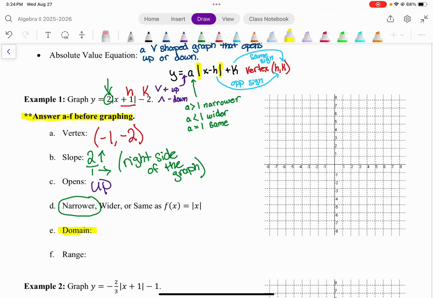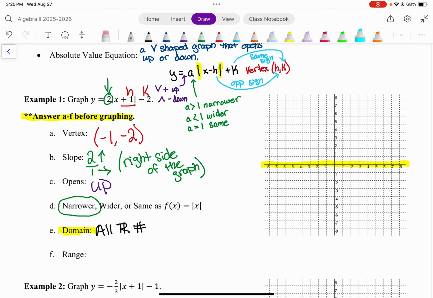Remember, domain is associated with all of our x values. And in this case, we are going to have a V-shaped graph that is going to continue on forever in both directions. So it's going to continue to get wider, meaning we are going to cover every single x value. That is going to happen for all absolute value graphs. So our domain is going to be all real numbers every single time we have an absolute value graph. So you can go ahead and write all real numbers for that.